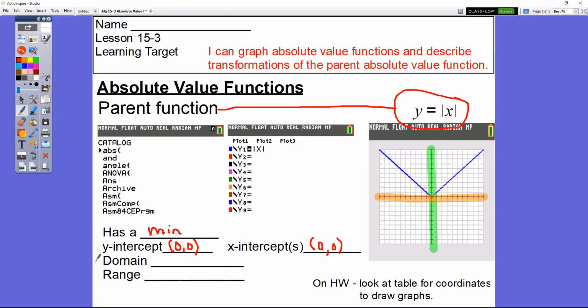Domain and range. Please remember, this is very important as we start getting closer and closer to the Regents exam. Domain means X, range means Y. Remember that they are in alphabetical order. Domain and range are in alphabetical order. Domain means X, range means Y. So what is the domain of the graph?